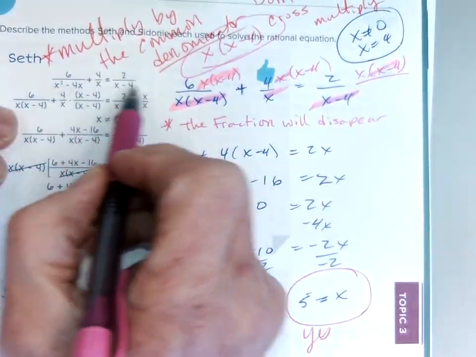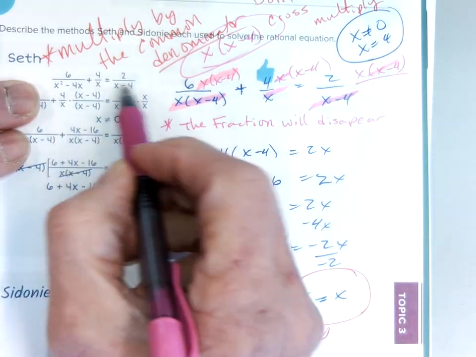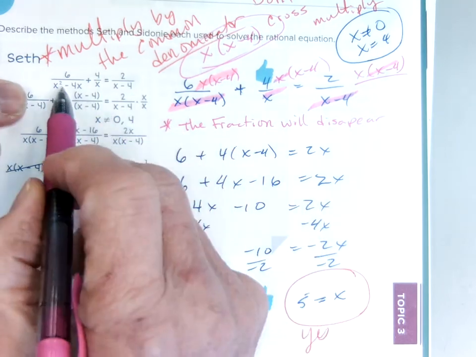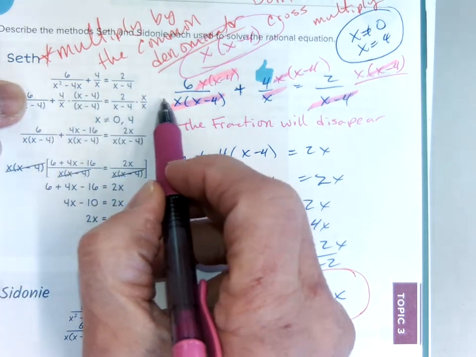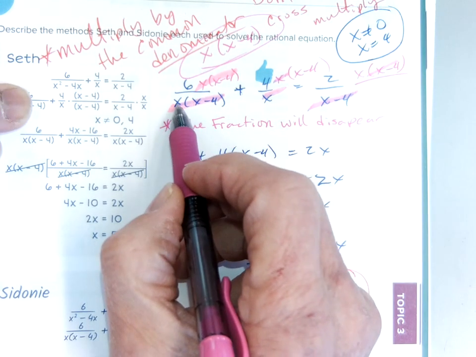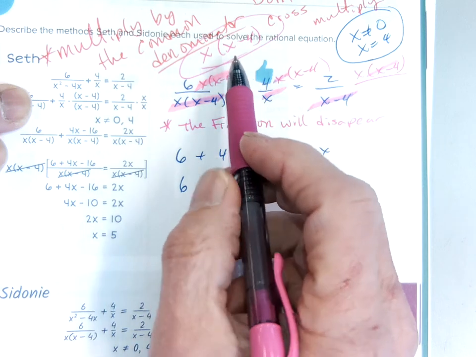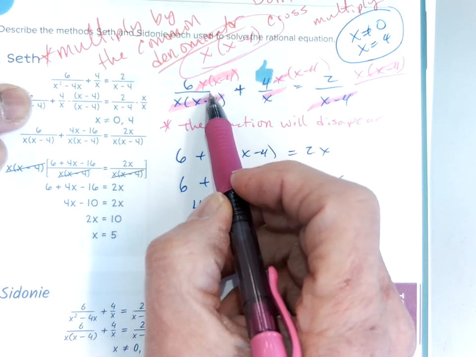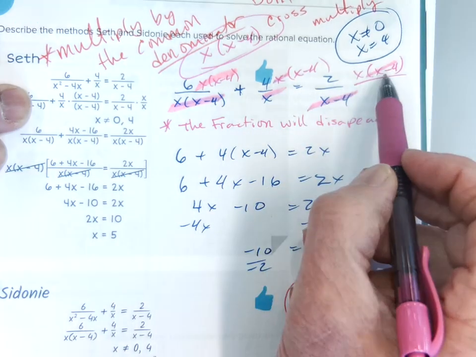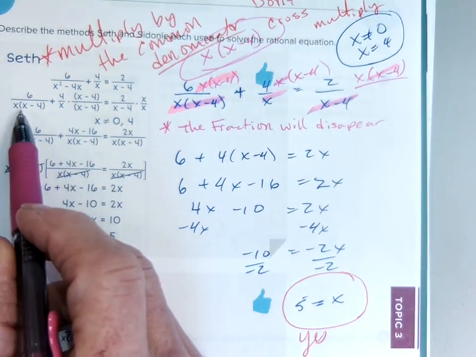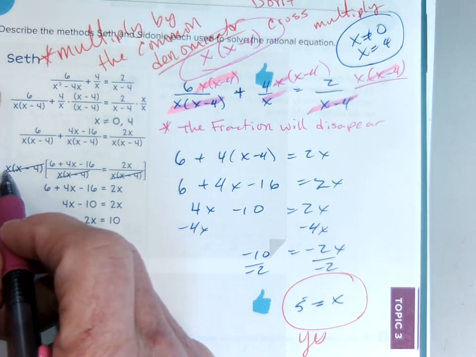Seth's got three fractions. So when you get three different fractions, you cannot cross multiply. Don't cross multiply. But what you do is you multiply by the common denominator, okay? So we factored out an x, and we realized the common denominator was x times x minus 4 for all of them. So if you multiply everything by the common denominator, I multiply by x times x minus 4, x times x minus 4, x times x minus 4. And that's what they did too.